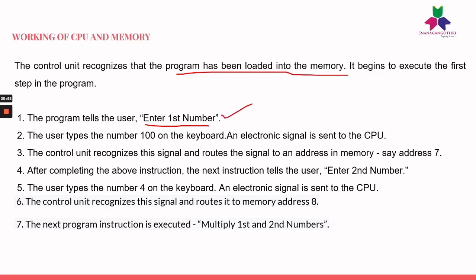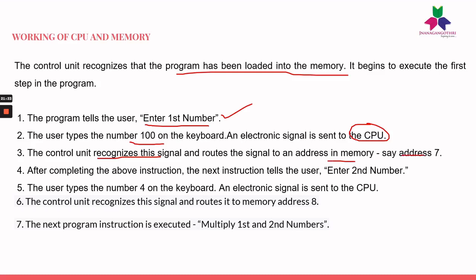The second step is, suppose a user enters an input, say a number 100 on the keyboard, an electronic signal is sent to the CPU, which indicates that the user has entered the number 100 on the keyboard. So what does this control unit do? It recognizes this signal, and it routes, that is, directs this signal to an address in memory, for example, say address 7.